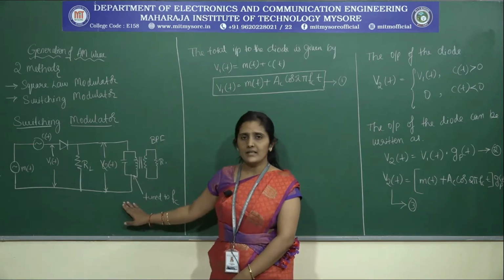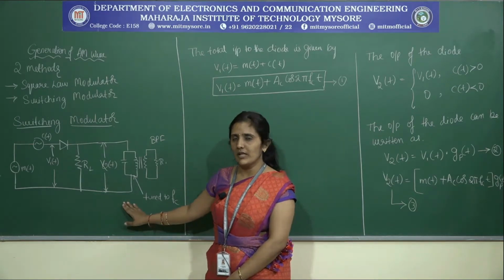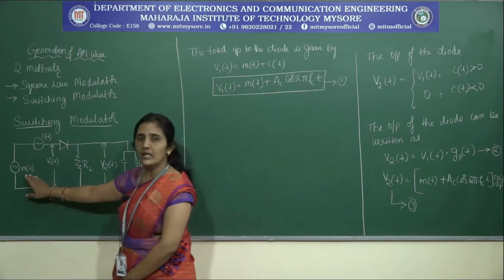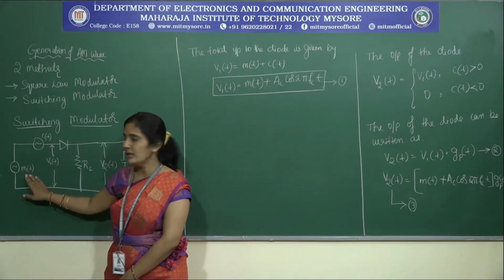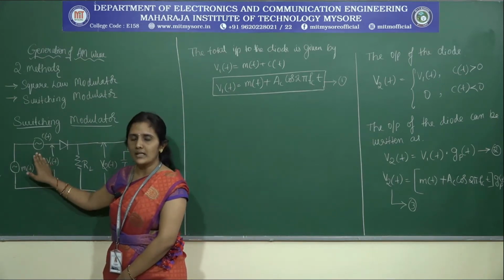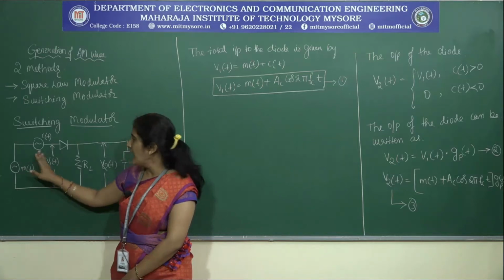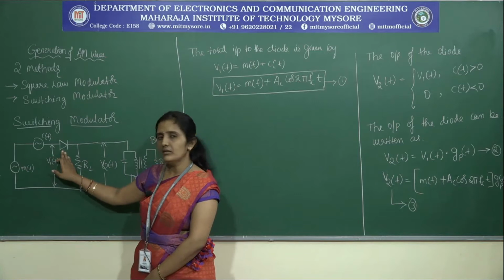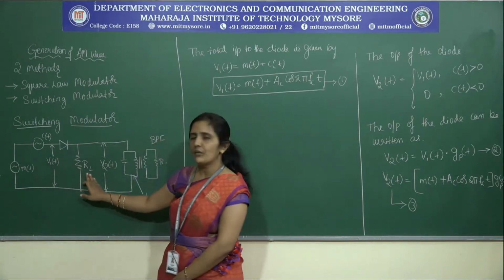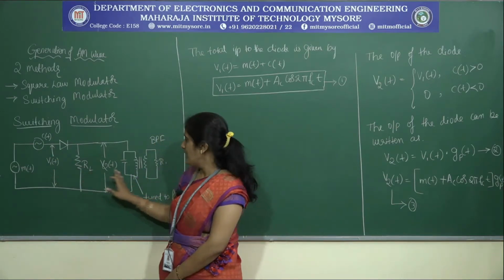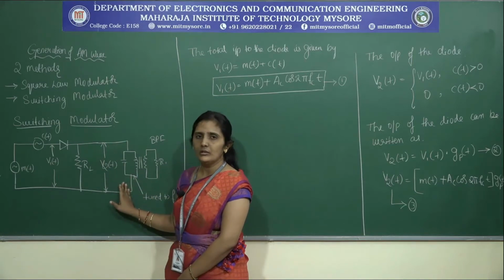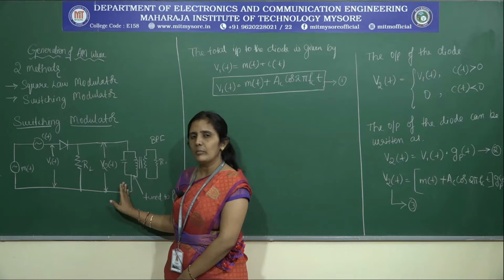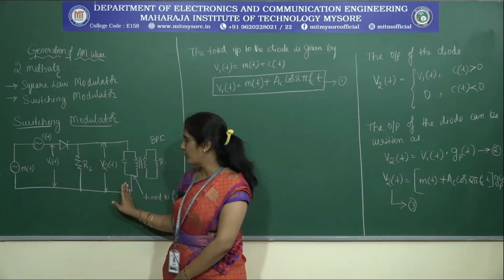This is the circuit of the switching modulator. It consists of m(t), the message signal, and the carrier signal, c(t), and we have the diode. We connect the diode here, and we have the load resistor, and at last we have the band pass filter. We will see later why we use the band pass filter at the output side.